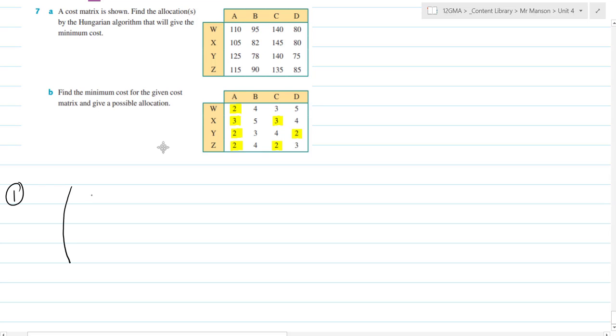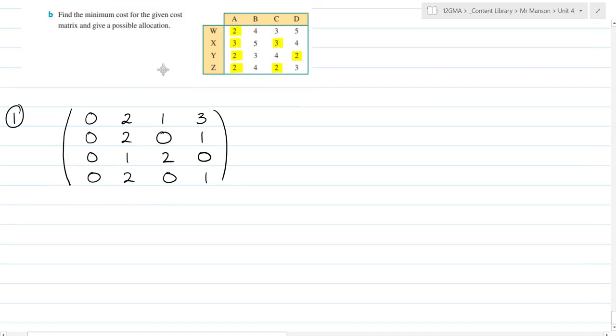So the first row, subtract 2 from everything. I get 0, 2, 1, and 3. Subtract 3 from everything in the second row. I get 0, 2, 0, and 2, and 1. Simple maths there. I'll subtract 2 from everything in row Y. I get 0, 1, 2, and 0. And subtract 2 from everything in row Z. I get 0, 2, 0, 1.